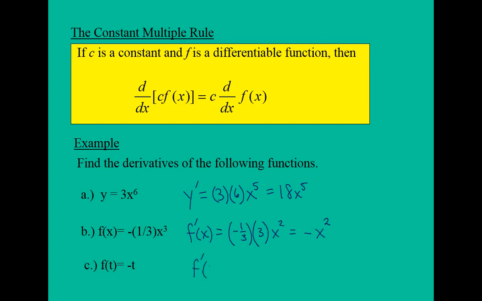F prime of t. Now, we don't write the power of 1, but it is there. If we bring the 1 down in front, we'd have -1t. Now, if we subtract 1 from 1, we get 0. So we end up with -1 because t to the 0 is 1.